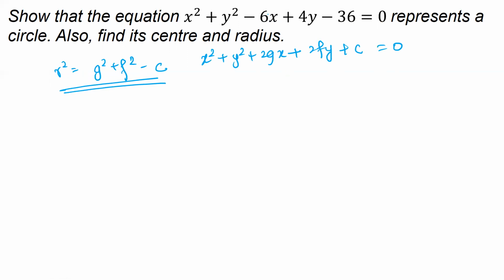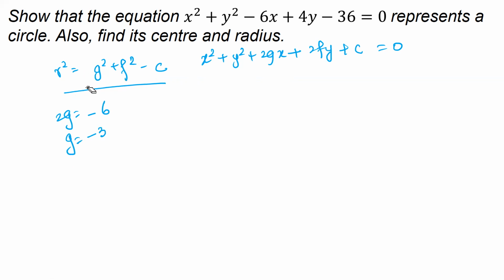with x we have -6 over here, and with x we have 2g over here. Because these two equations are identical, we have 2g is equal to -6. So from here we get g is equal to -6 divided by 2, which is -3. We have found out the value of g and we can put it over here.